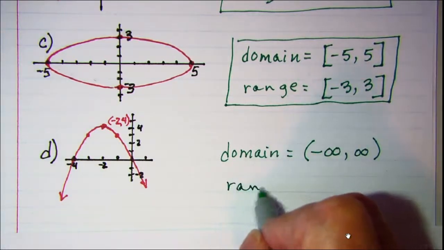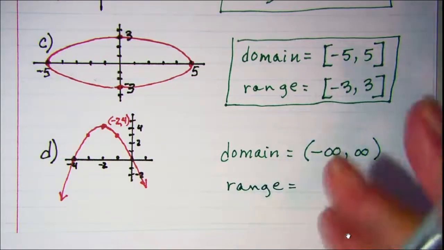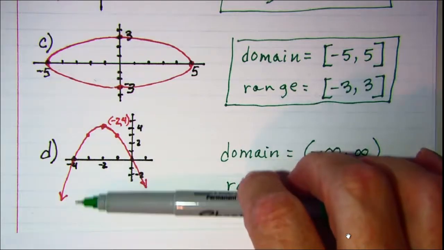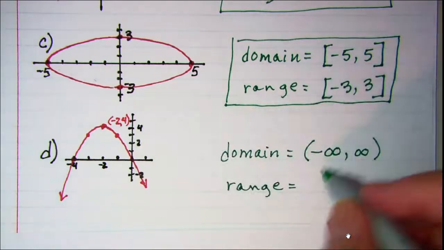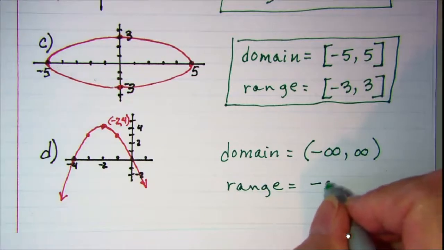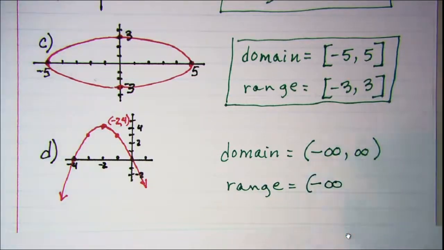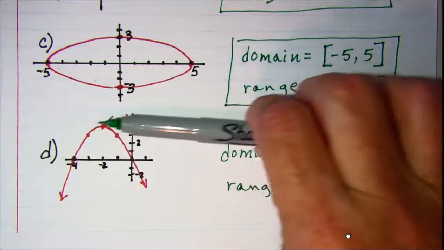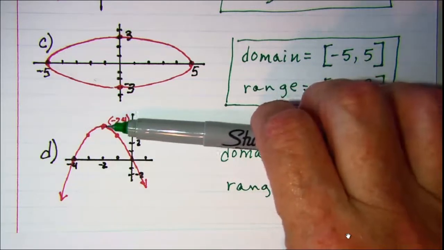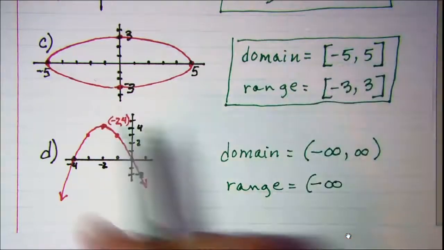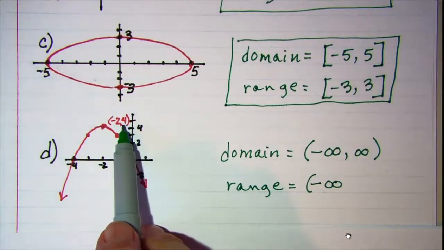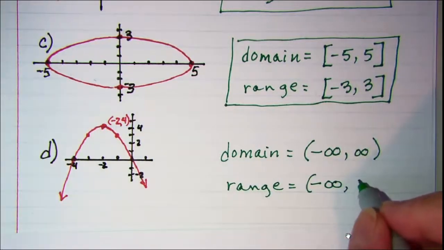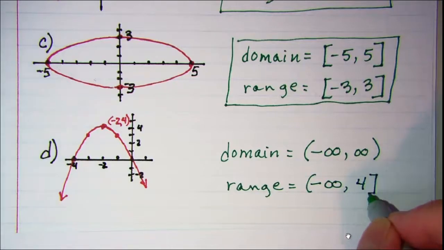For the range, my lowest y value, I have the arrow that goes down forever and ever. So it's going to be a negative infinity as my left boundary. And my y that's the greatest is going to be the y coordinate for this point right here at the vertex. And we can see that that's 4. The 4 is included, so my upper bound is 4, and it is included in that set.